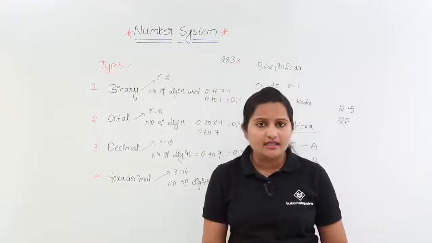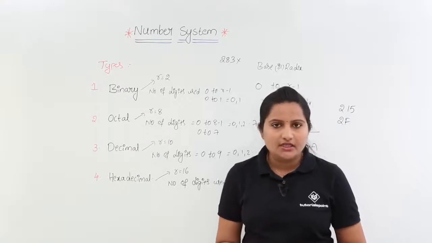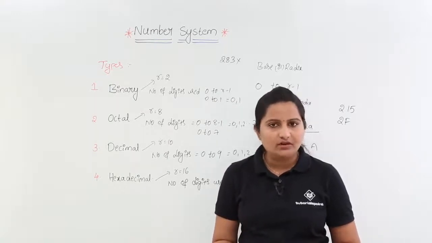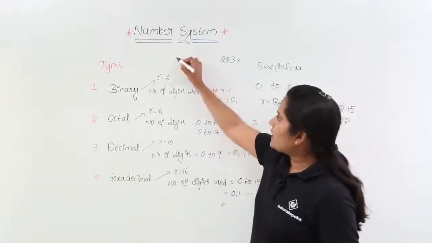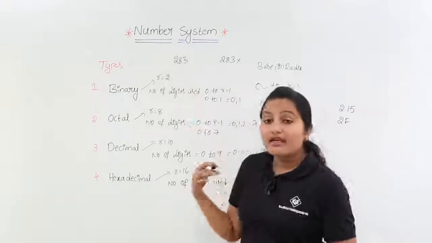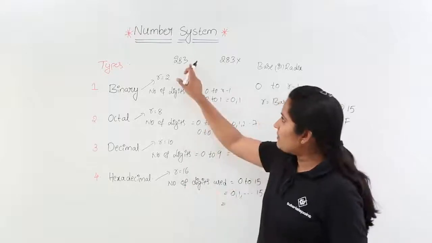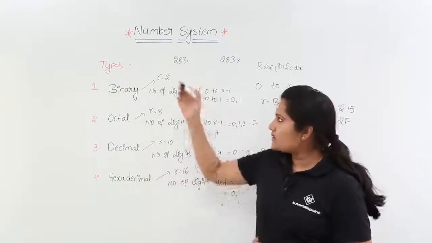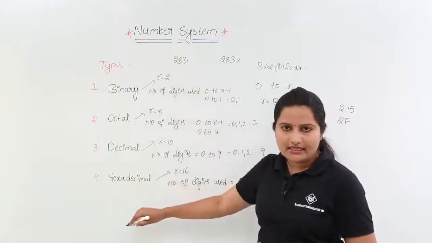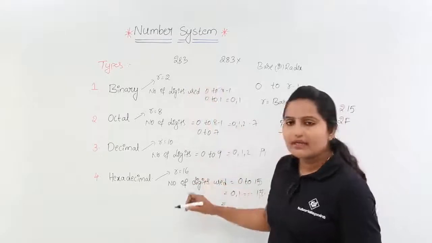That means, is 283 related to octal? No, it is not related. For example, 2F is given: is 2F related to decimal? No, 2F is not related to decimal, it is related to hexadecimal. For example, if the same 283 is given, which number systems may it be related to? This may be related to decimal or hexadecimal number systems. Why? Because all the digits are in the range of decimal and hexadecimal.